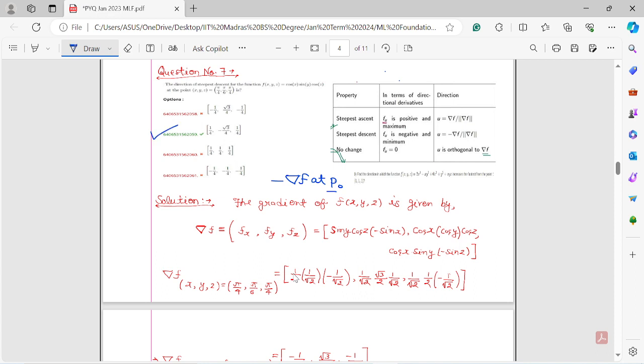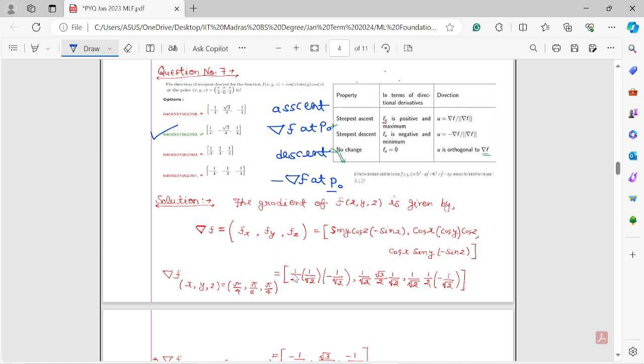If we are asked to find the direction of steepest ascent, then directly we take del f at p naught. In case of ascent we take del f, and in case of descent we take the minus sign. If some property is given, in the case of steepest ascent, if the directional derivative along u is positive and maximum, then the direction will be u equal to del f by modulus of del f.